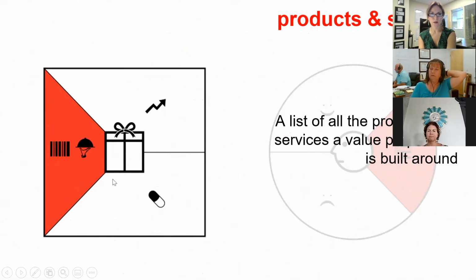So when you're working on the value proposition of your products and services, you need to develop a list of all the products and services a value proposition is built around. So everything that you are doing to solve your end user's problems, that's what you want to be putting right here. And that's what they did here with this case study.